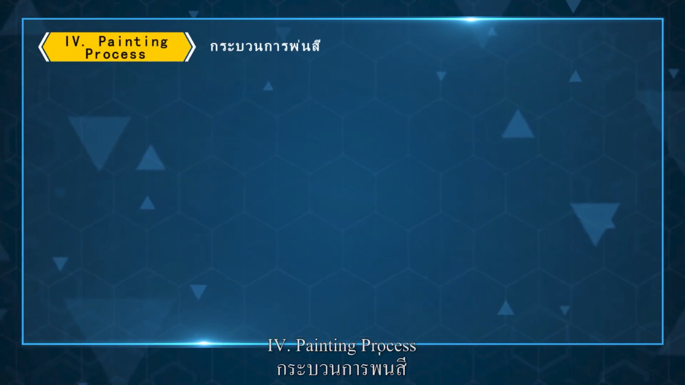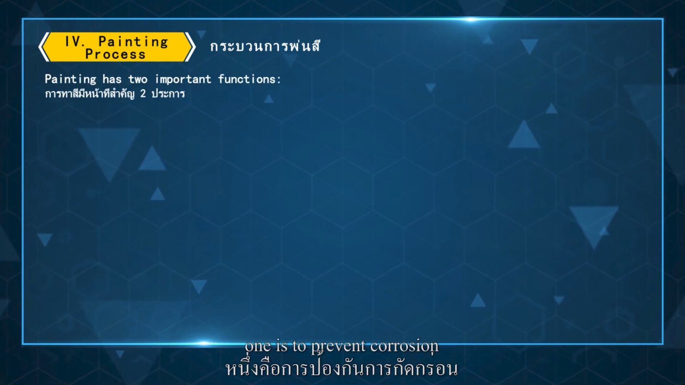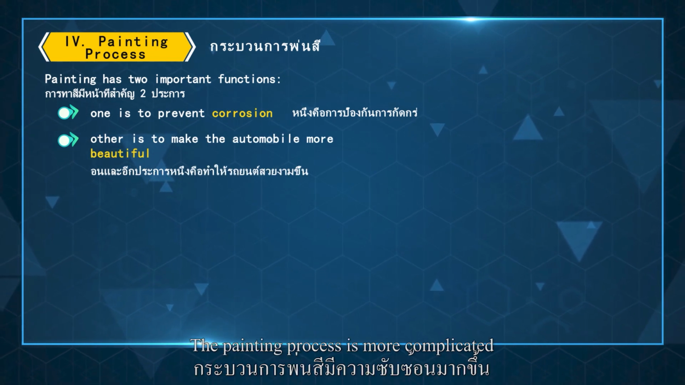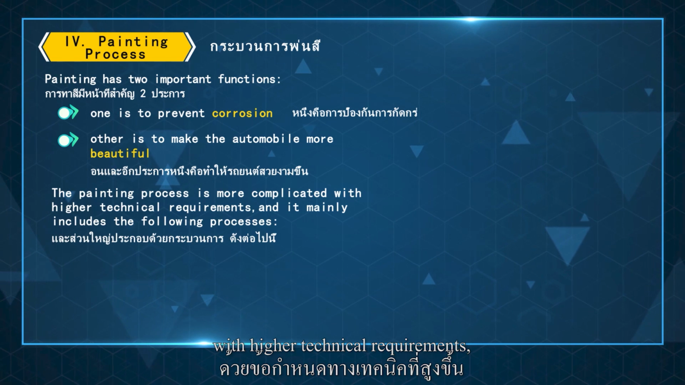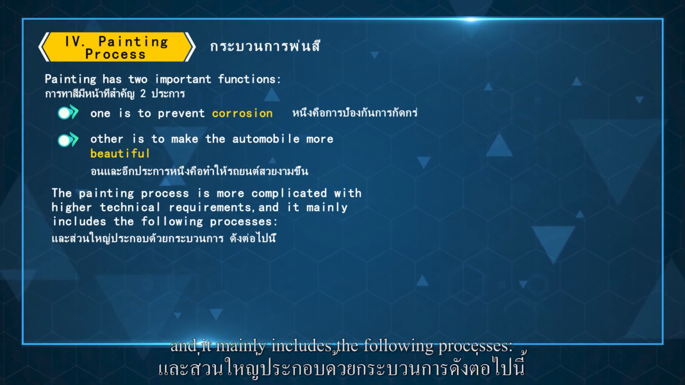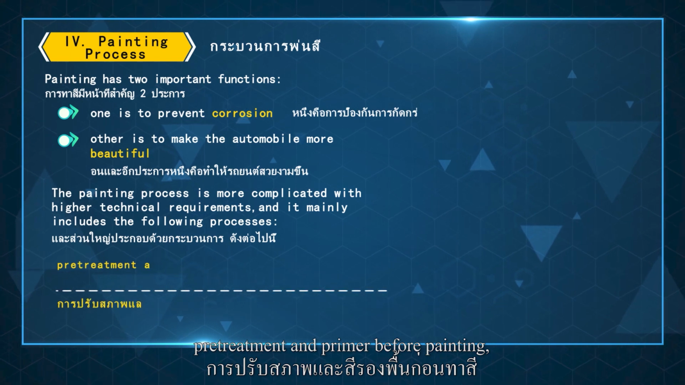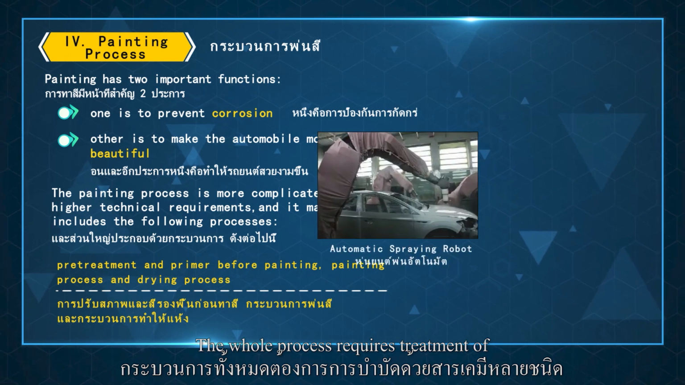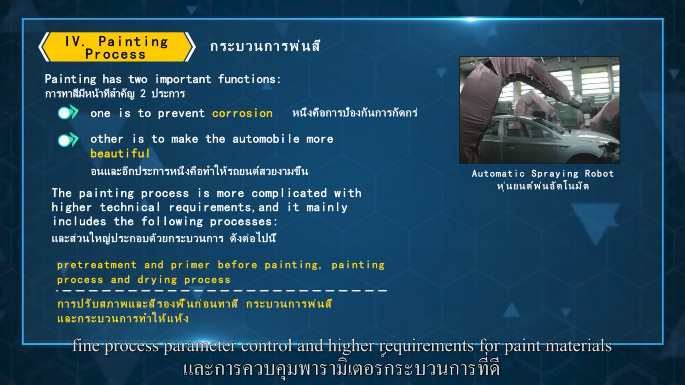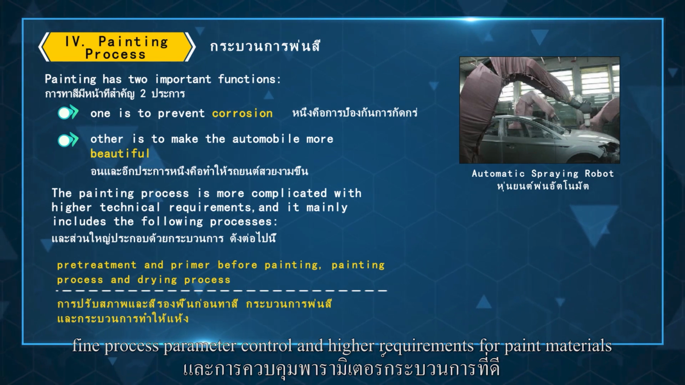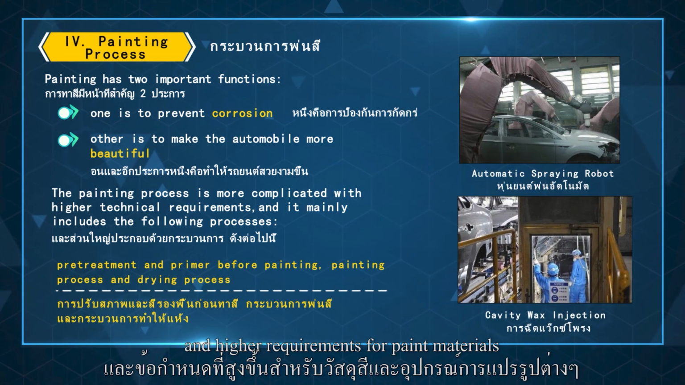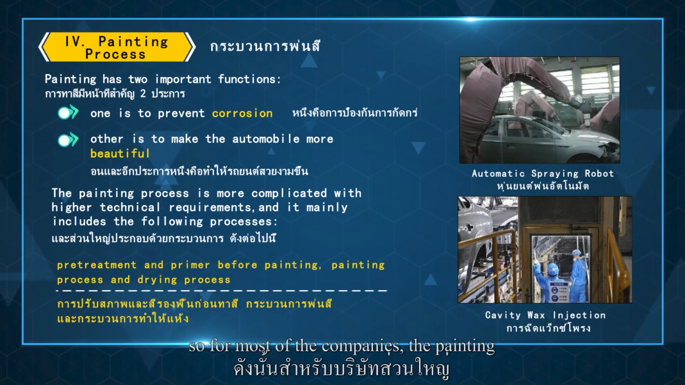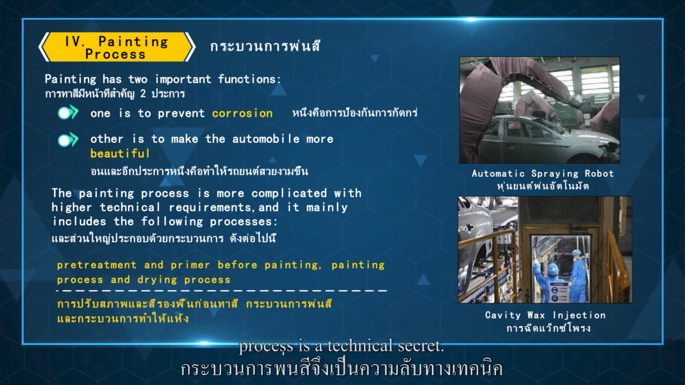4. Painting process. Painting has two important functions. One is to prevent corrosion and the other is to make the automobile more beautiful. The painting process is more complicated with higher technical requirements, and mainly includes the following processes: pretreatment and primer before painting, painting process, and drying process. The whole process requires treatment of many chemical reagents, fine process parameter control, and higher requirements for paint materials and various processing equipment. So for most companies, the painting process is a technical secret.